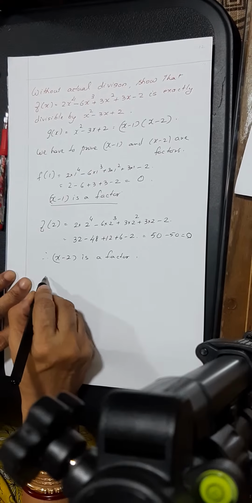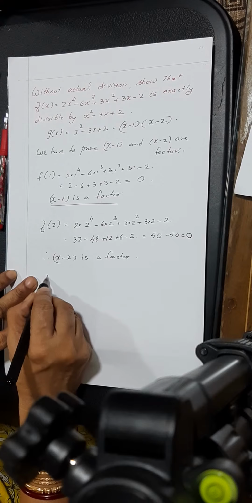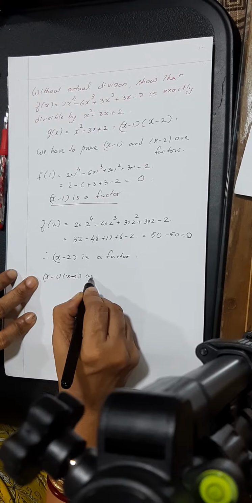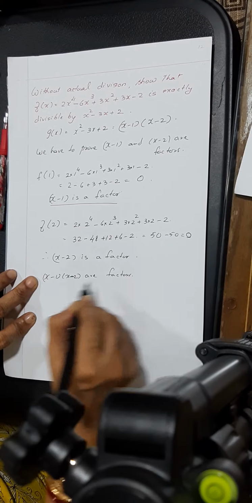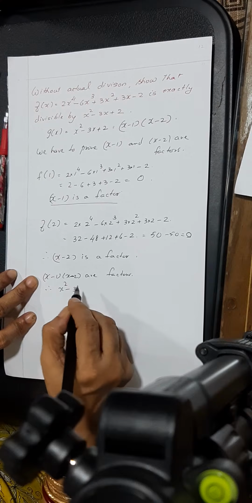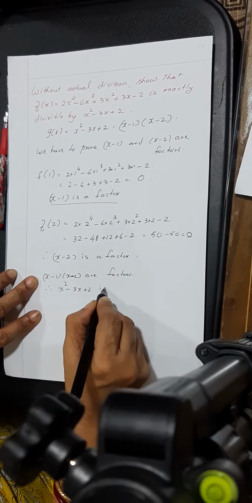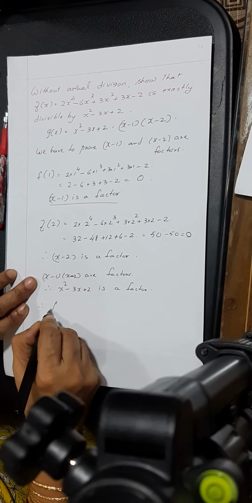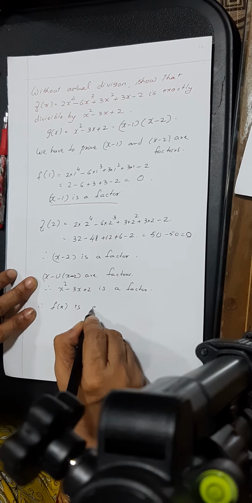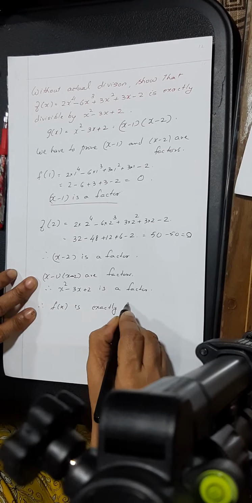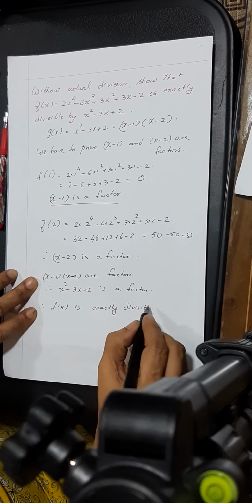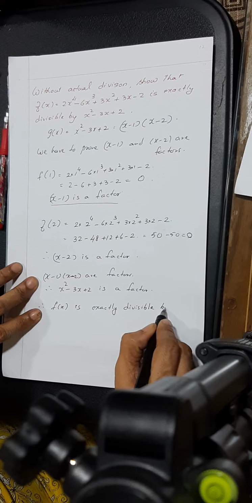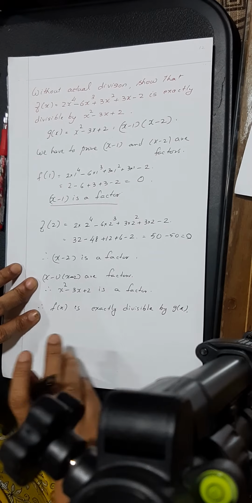So we have proved x minus 1 and x minus 2 are factors. Therefore, x squared minus 3x plus 2 is a factor. Therefore, f of x is exactly divisible by g of x, since if it is a factor, it means f of x is exactly divisible by it.